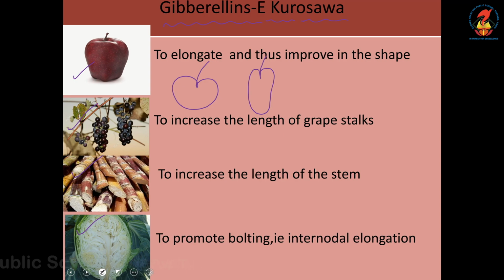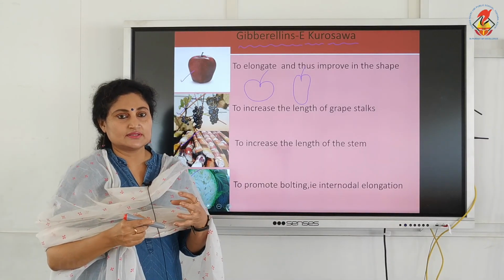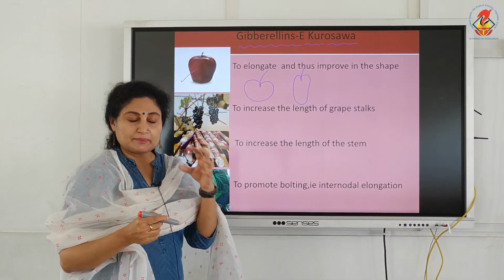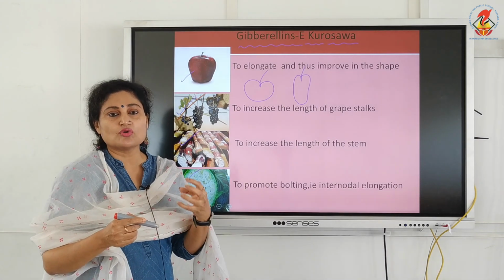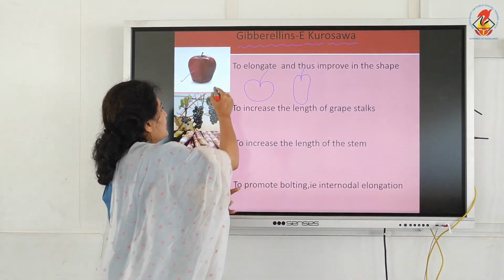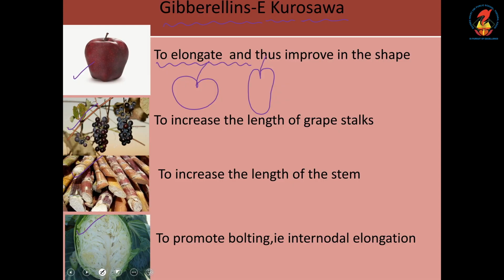How is this elongated shape of the apple made? That is by applying gibberellins to the plants before fruiting. So, to elongate the apple and improve its shape, that is the first function. So, we get elongated apples which are more in demand than the round apples.